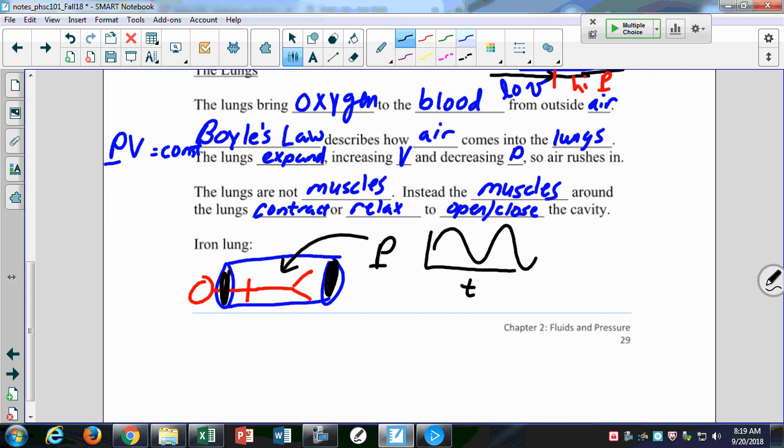If the pressure is big inside of the iron lung, what's that going to do to you? Are you going to inhale or exhale? I know what you're thinking. You're actually going to exhale. If you have a high pressure in here, it'll force that air out of your lungs. And then if you get a low pressure in here, it'll force air into your lungs. Let me show you a video that describes this.